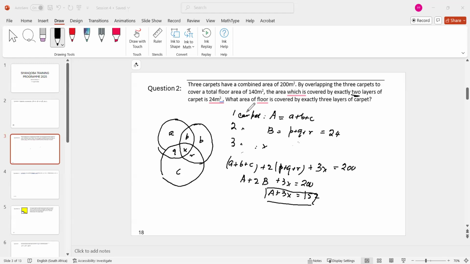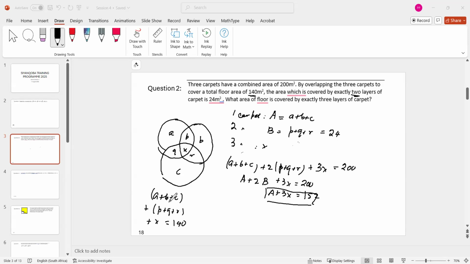What else do they say here? They say that the total floor area is 140 square meters. So this means that A plus B plus C, plus P plus Q plus R. And we're not counting these twice. We're just counting the total area covered by these carpets. So you get A plus B plus C, P plus Q plus R plus X. Now that is the area in the overlap, and that's 140.